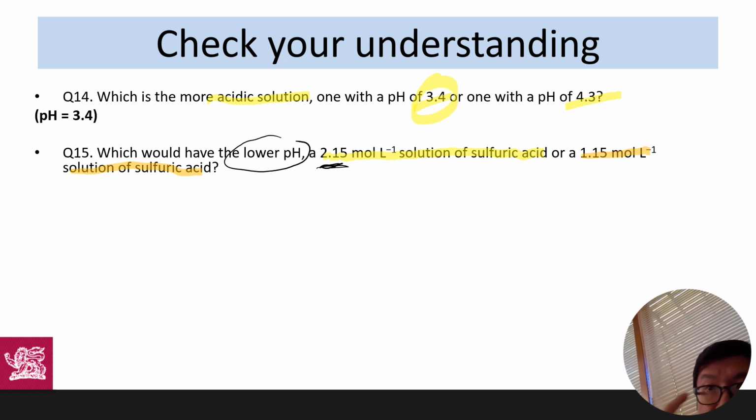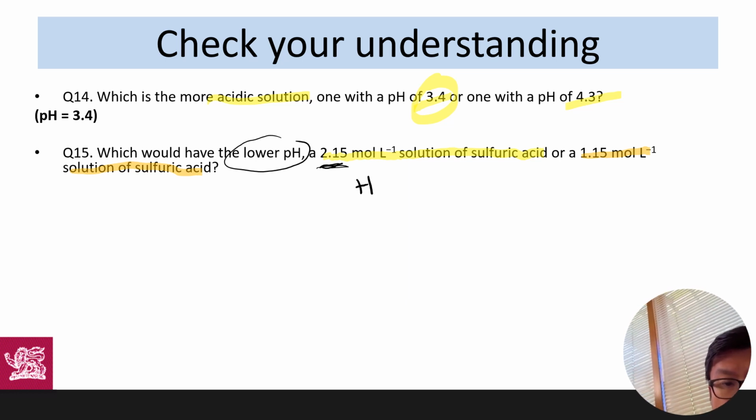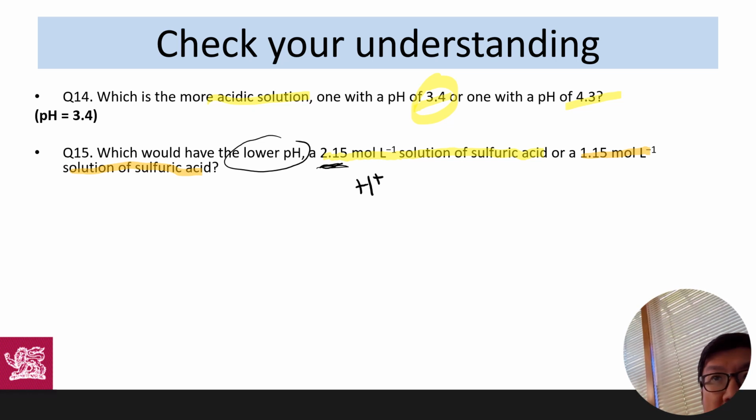because pH is a measure of concentration of H pluses, of hydrogen ions, the thing that makes a substance acidic. So if you have more hydrogen ions in higher concentration, then that substance will automatically be more acidic, and substances that are more acidic will have a lower pH.